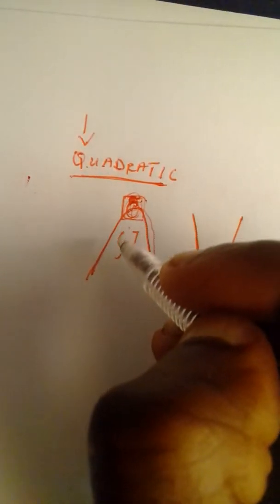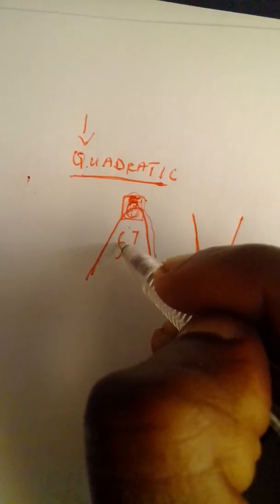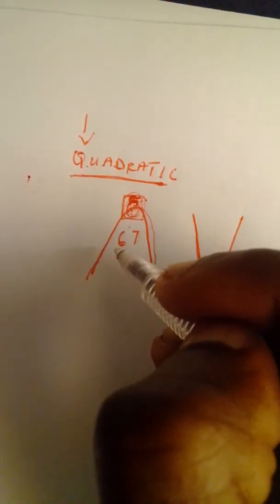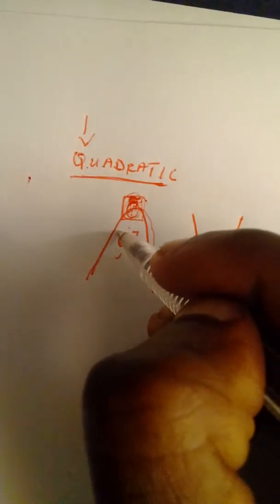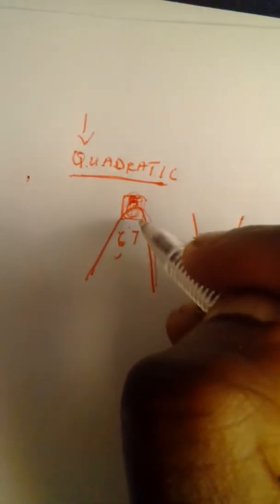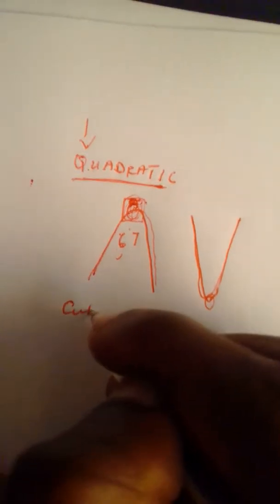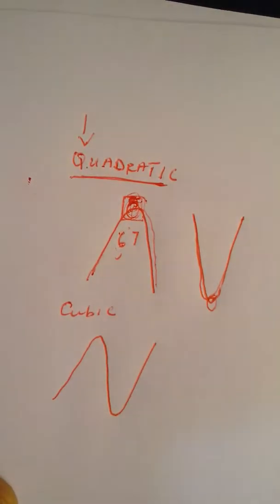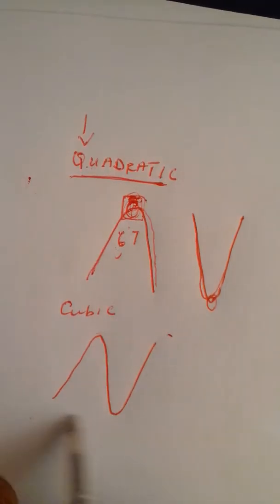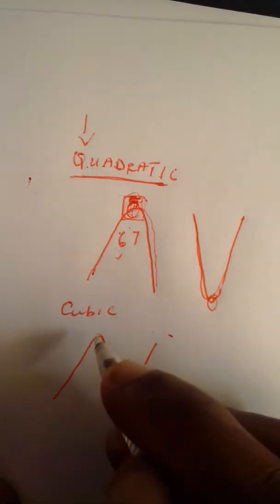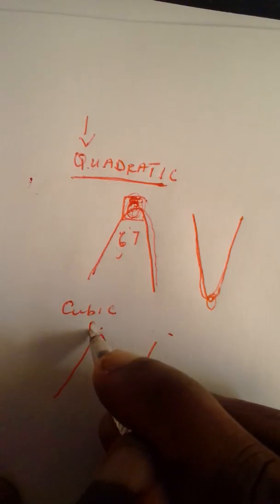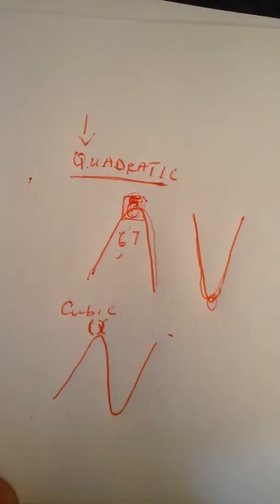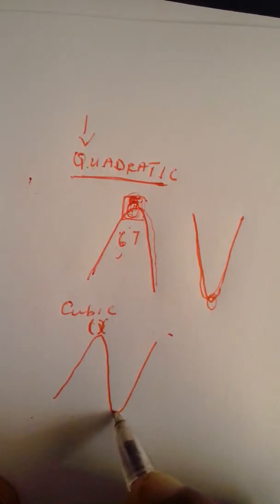Our turning point in a quadratic will just be one turning point of x and one turning point of y, meaning that the x turning point will only be 1 and the y turning point will only be 1. But in cubic, you have to recall that cubic can be of this nature. So guys, in cubic, we have got the turning point of x here. Let's say this is the x turning point, and we've got another turning point of x here.